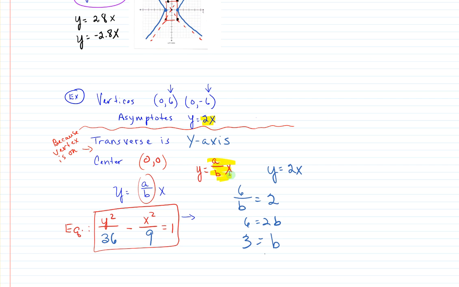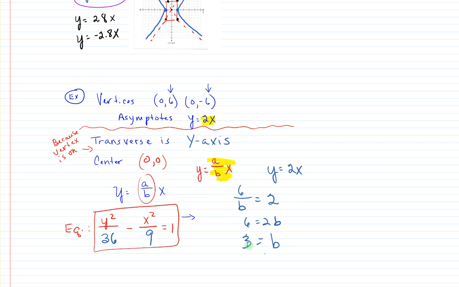Y equals a over b x. Well, what do we know? We know that a is 6, and we don't know b. So if we know that this is the formula for the asymptote, and we're given that y equals 2x, then this 2 and this a over b have to be equal. And we know that a is 6. So 6 over b equals 2. Multiply your b over this way, divide by your 2, you get 3 is b.